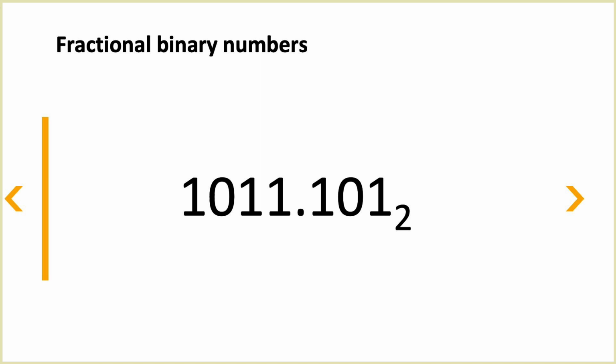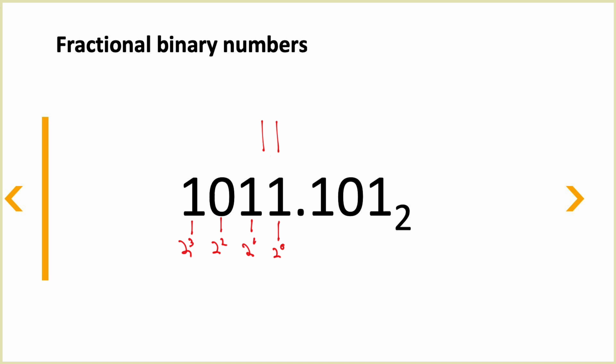So 1011: we've got a weight of 1 in the 2 to the 0 place, so that's 1. We've got a weight of 1 in the 2 to the 1's place, so now we're up to a total weight of 3. We've got a 0 in the 2 squared place, so we're still at 3, and we've got a 1 in the 2 to the 3rd place, so that adds 8, and we have a total of 11. But what do we do to the right of the binary point?